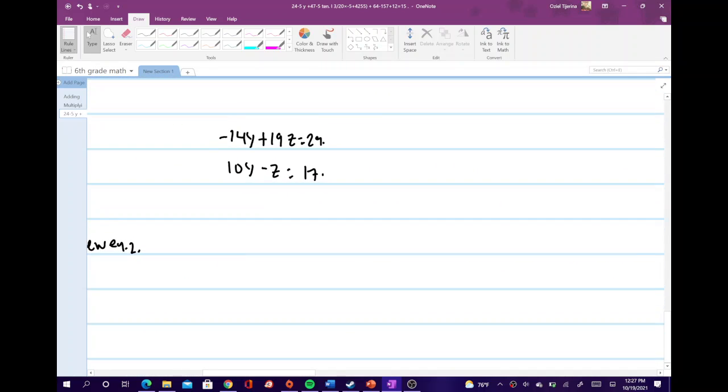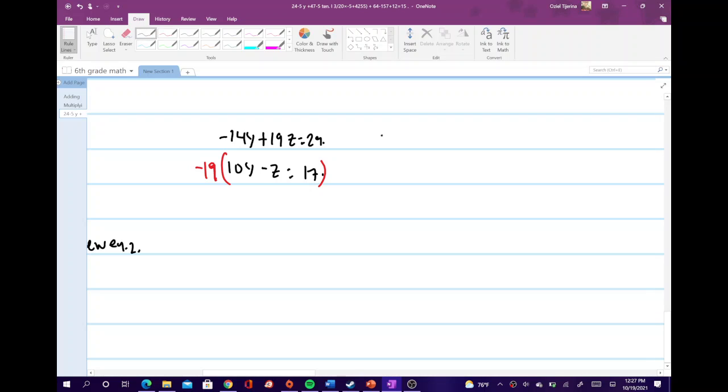So now the last thing here is you're going to eliminate one of the variables again, because this is elimination. You want to keep eliminating until you get one of the variables by itself, and that way you just solve for that variable. So here we have a 19z and a negative z, right? So what am I going to do? The easiest way to eliminate that 19z is by multiplying the second equation by 19, because that way my 19z and negative 19z will cancel out. So I'm going to do that.